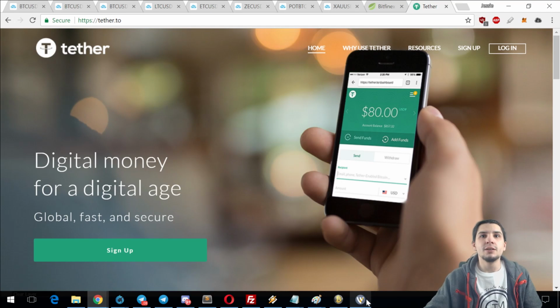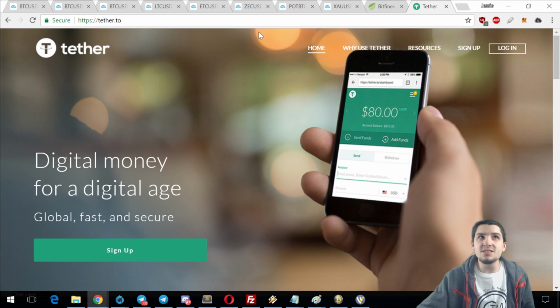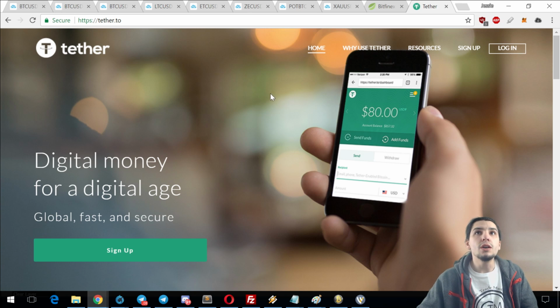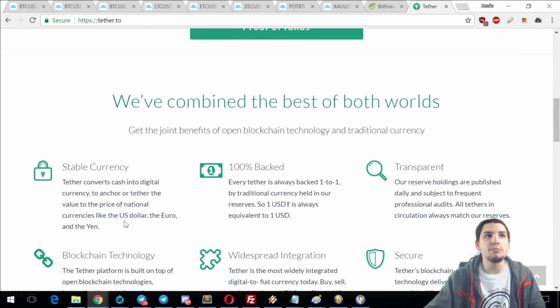But before we go into points of concern, let me just move my stuff out of the way. Let's do a quick little screen share here and take a look at their website. That way, it also works as an aid for me to help talk about this. Okay, screen share is working. So this is the Tether website, tether.to. As we scroll down it says, digital money for a digital age, and that's what USD Tether is. It's digital money, okay?